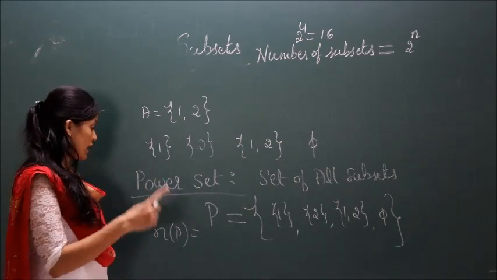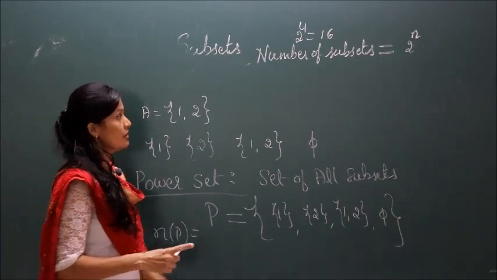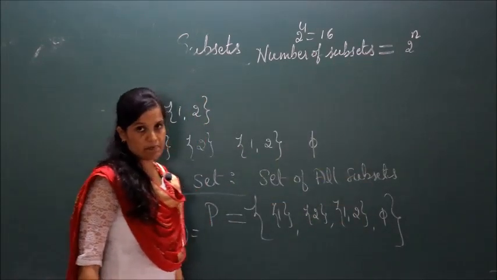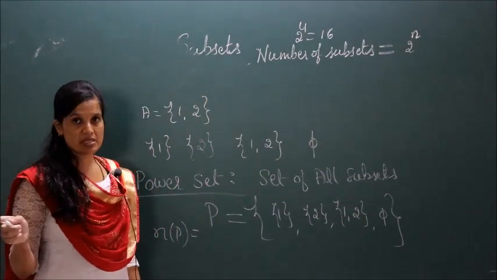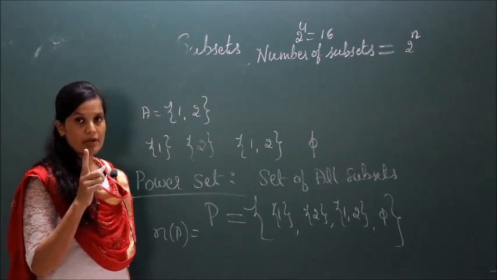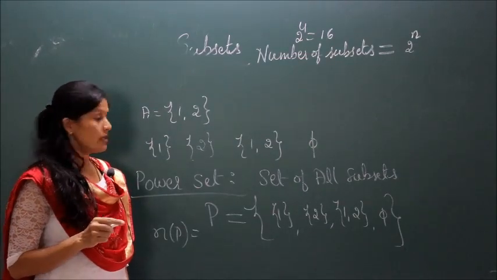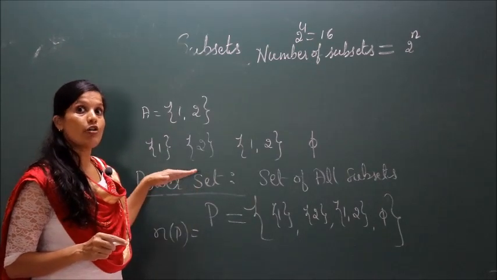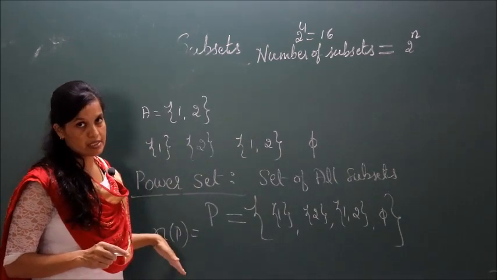So how to calculate the number of elements in the power set? It can be calculated with the same formula. Number of subsets is equal to number of elements in the power set. It is 2 to the power n. Okay. That is about power set. Power set is the set of all subsets.